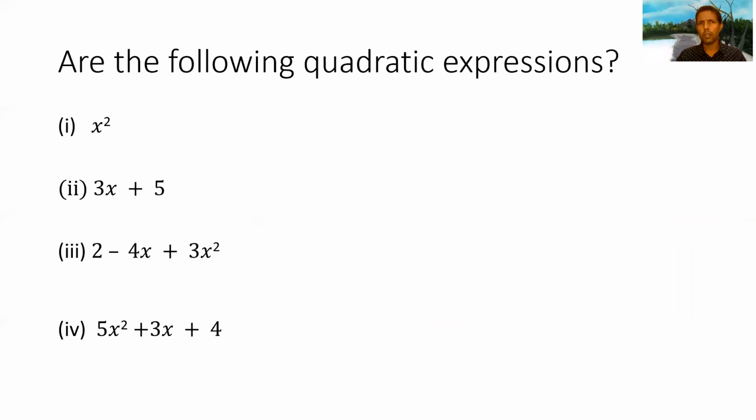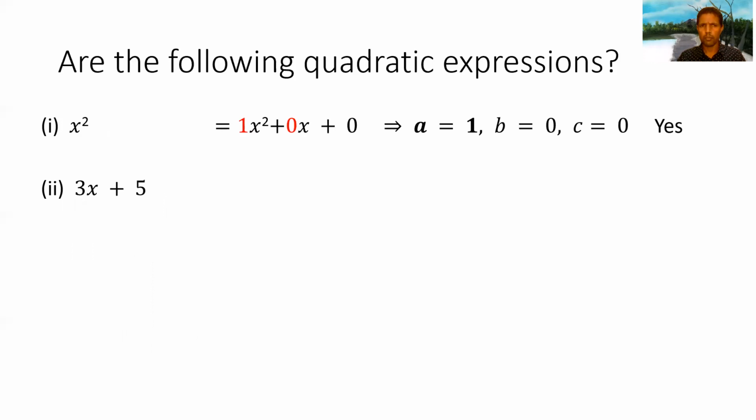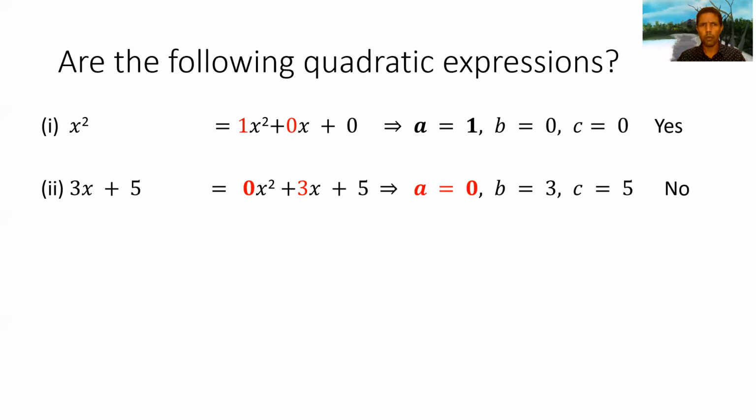Let us see whether the following are quadratic expressions. First, x squared can be written as 1x squared plus 0x plus 0. So a is equal to 1. Therefore, x squared is a quadratic expression. Second, 3x plus 5 can be written as 0x squared plus 3x plus 5. Here, note that a is equal to 0. Therefore, 3x plus 5 is not a quadratic expression.